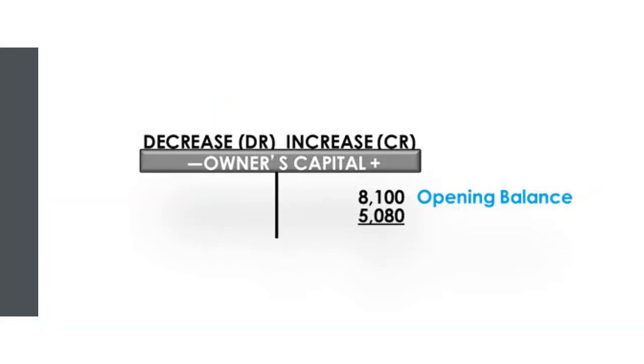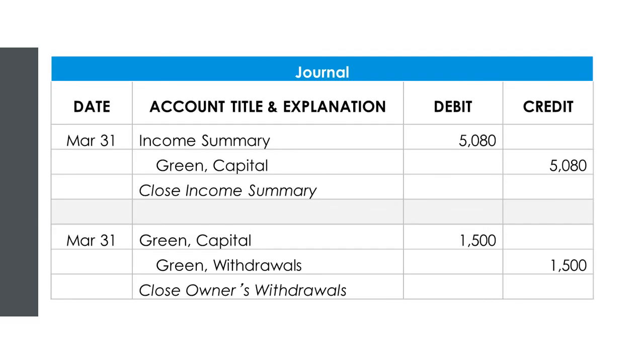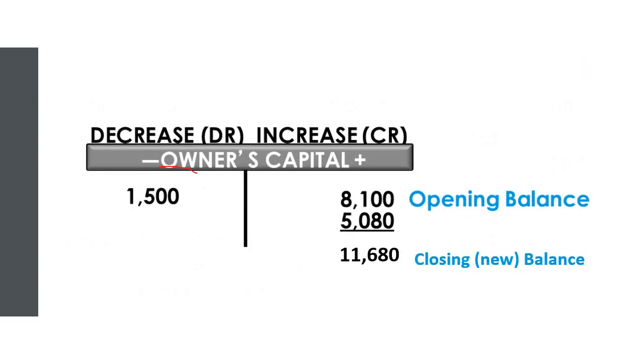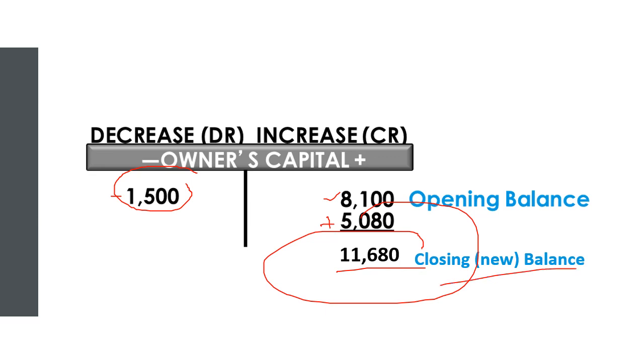Now remember, we're not closing capital here. So it was a credit, it's going to remain a credit. So our opening balance for owner's capital was $8,100. And then we had an increase because of that net income that was in our income summary of $5,080. So that's another increase. Then when we closed our withdrawals, we had a debit or a decrease to our capital. So now we have to put that into our T account. So we come over and we decrease with a debit of $1,500. So then we balance it. We take that opening balance, we add in that increase from when we closed our income summary, and then we subtract that decrease from when we closed withdrawals, and we end up with a new balance of $11,680. That is our new closing balance.